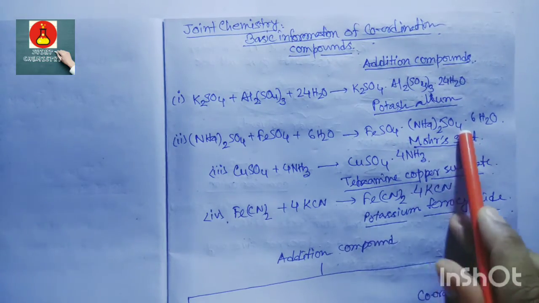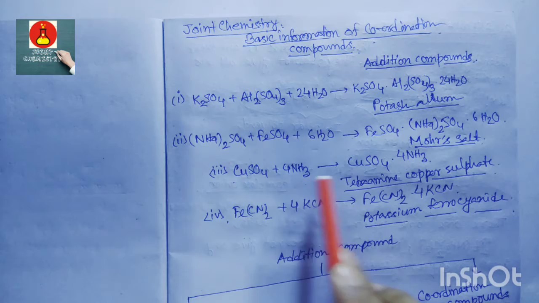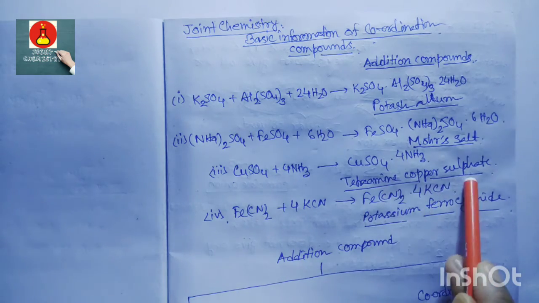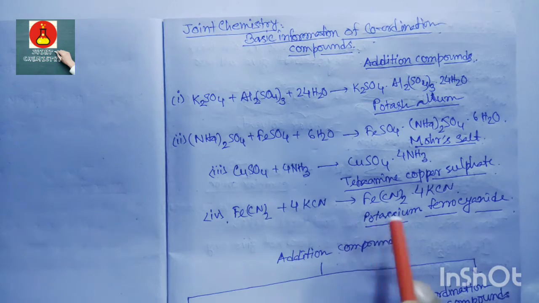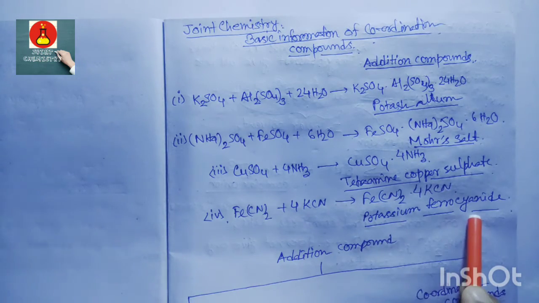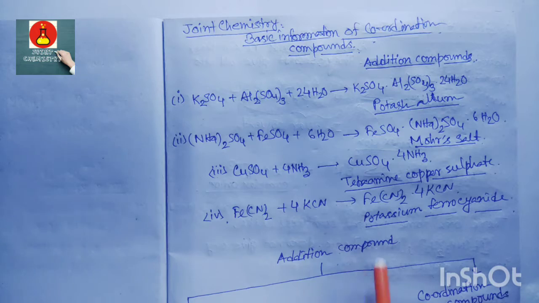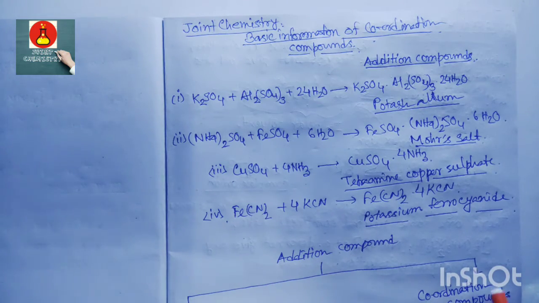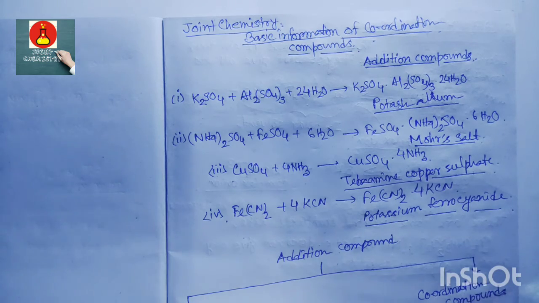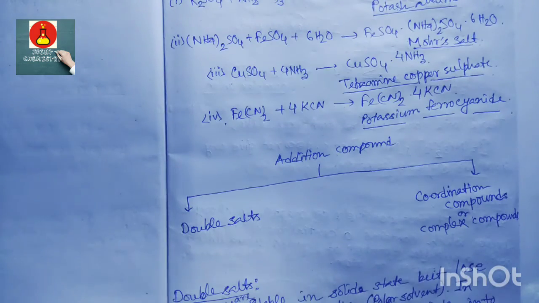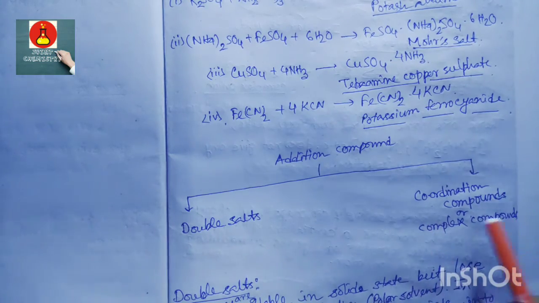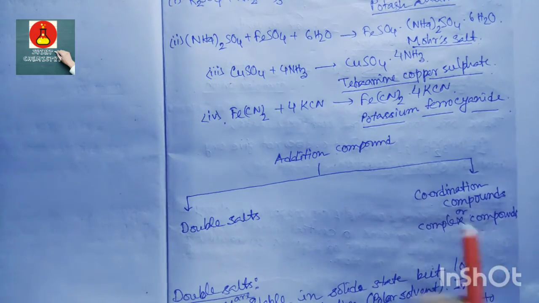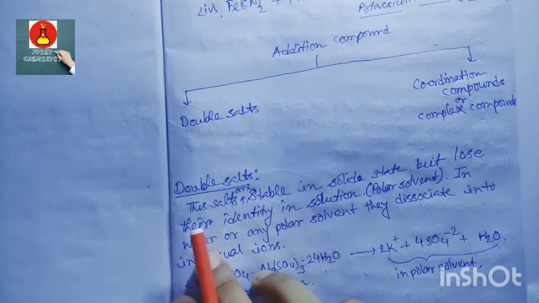This is an addition compound. In the case of copper sulfate and NH3, we get tetraamine copper sulfate. In the case of Fe(CN)2 and potassium cyanide, we get potassium ferrocyanide. Now these addition compounds are of two types: one is double salt, another is coordination compound or complex compound. Now, what is a double salt?